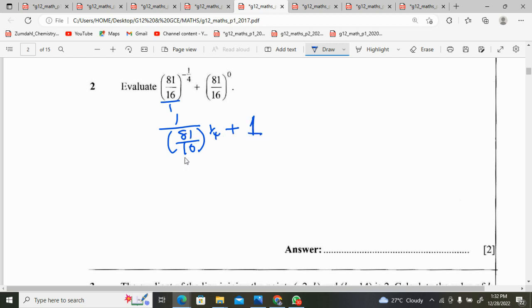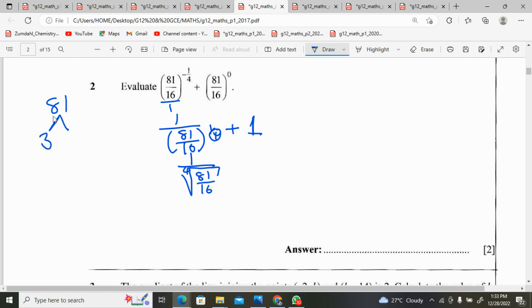So this can also be written as 1 over, we're going to have a root. Inside we've got 81 over 16. Because we've got a 4 down, that is going to be the fourth root. What's the fourth root of 81? What number can we multiply 4 times to get 81? So I can start, can 2 go into 81? 2 cannot go there. So we go to the next number, 3. Can 3 go into 81? If it fails, we go to 4. If it fails, we go to 5.